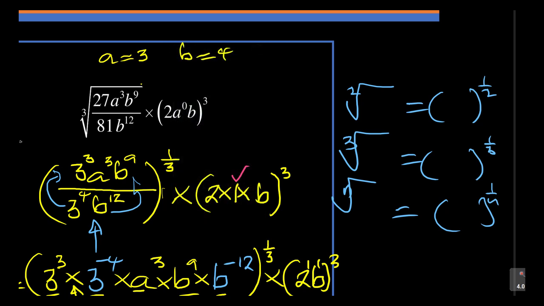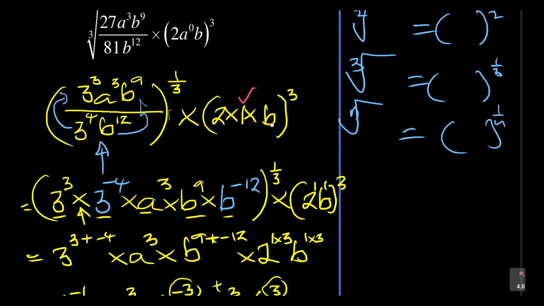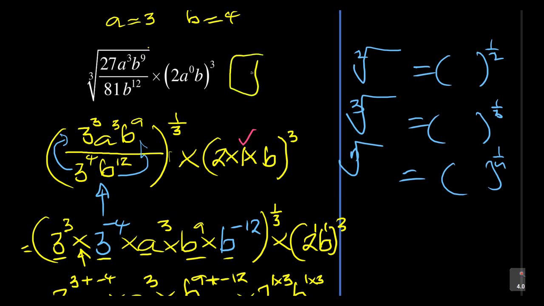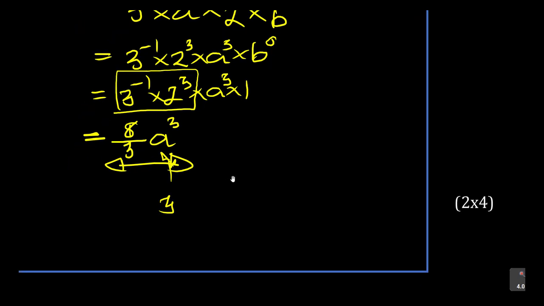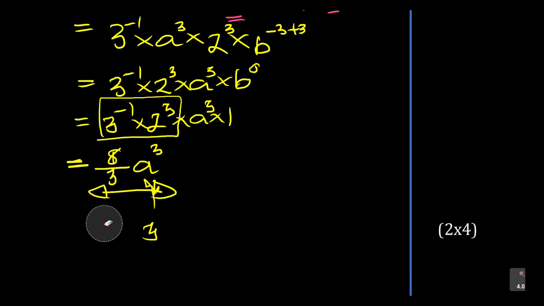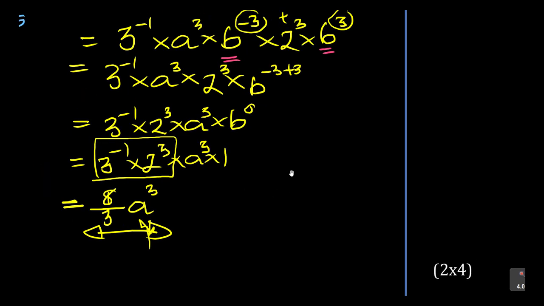You put it. Then after that, come to the final answer. It'll give you a certain answer. Whatever answer you get, come here. Now it doesn't have B, you only have A. So where there is A, you also put 3. You compare the two answers. They must match.